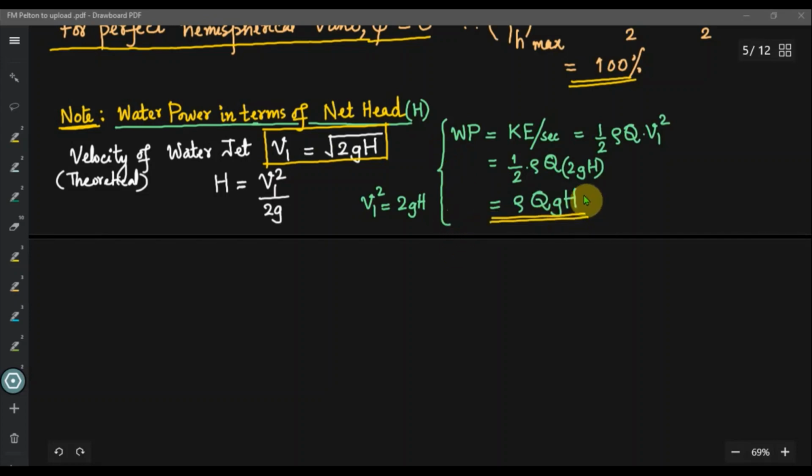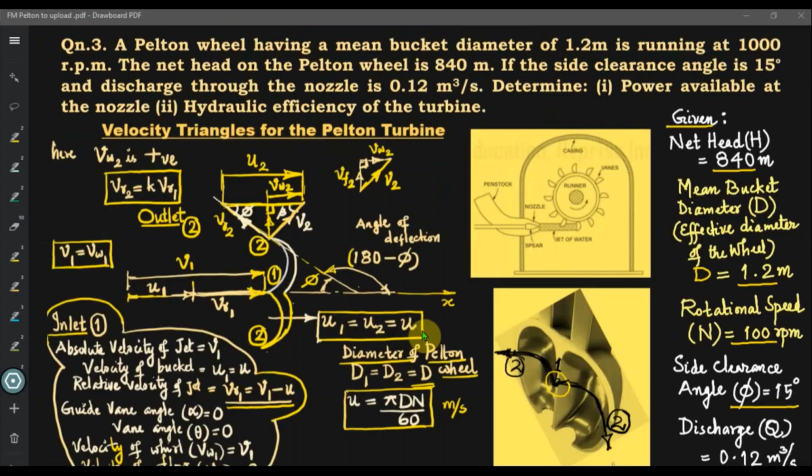So this is an important expression for all hydraulic turbines, irrespective of whether they are impulse or reaction category, you can make use of this expression rho Q g H. Remember, Q is the flow rate or the discharge handled by the turbine, rho is the mass density of water, g is the gravitational acceleration, and H is the net available head at the inlet to the turbine for producing mechanical work. Now we will solve a numerical problem.